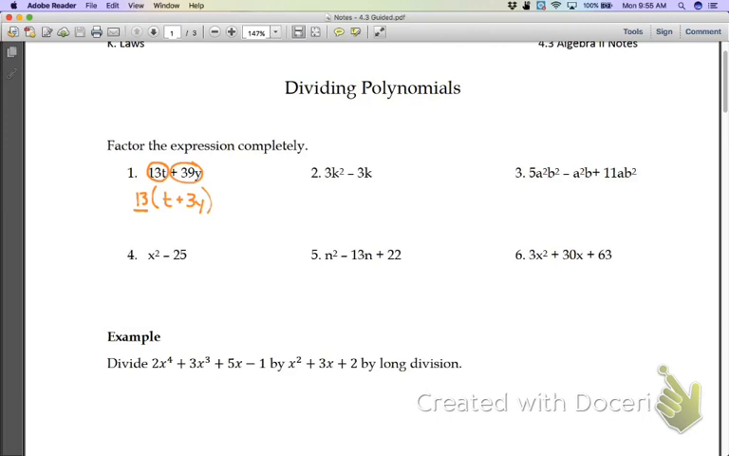So even like on 3k squared minus 3k, what can I factor out of each part? A 3k. So then what is 3k squared divided by 3k? Just k. What is a negative 3k divided by a 3k? A negative 1, right? If you need to actually see it, if I have negative 3k divided by 3k, the only thing I have left there is that negative 1.